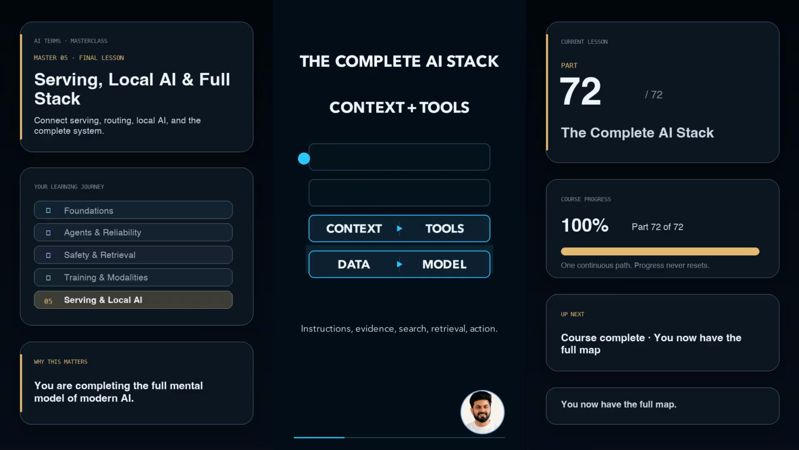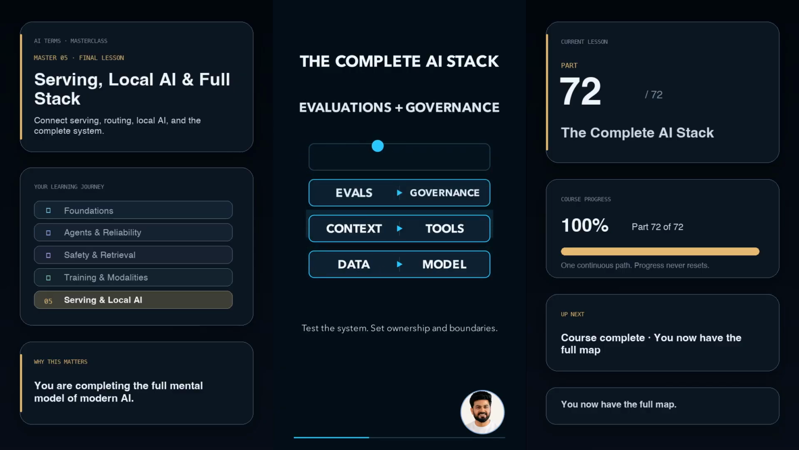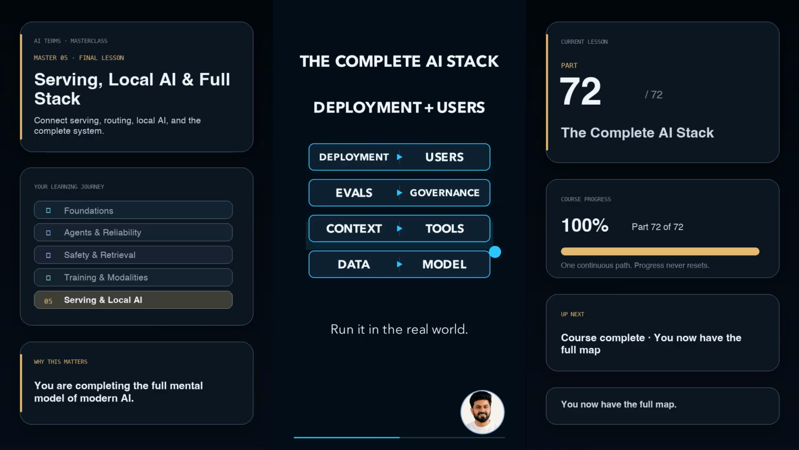At runtime, context supplies the current instructions and evidence. Tools let the system search, calculate, retrieve, and act beyond what the model memorized. Evaluations test whether the whole system is accurate, useful, safe, and reliable. Governance sets ownership, permissions, records, and boundaries for what the system may do. Deployment makes the stack run in a real environment, cloud, local device, or edge hardware, while monitoring observes behavior after launch. Users provide goals, judgment, and feedback.